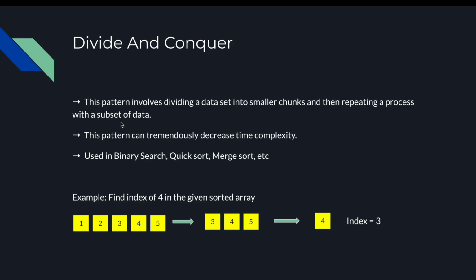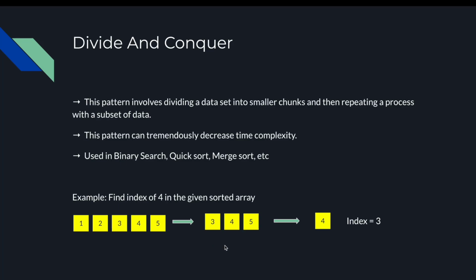So as we saw in our definition, we need to divide our data into smaller chunks. For that, let's find out the middle point of this array. The middle point is 3, right? So we will divide our array into two parts here. One is 1, 2, 3 and the second one is 3, 4, 5. Now we need to see whether our desired value, which is 4, is greater than 3 or less than 3. If it is less than 3, then we will pick this half of the array, and if it is greater than 3, then we will pick this half of the array.